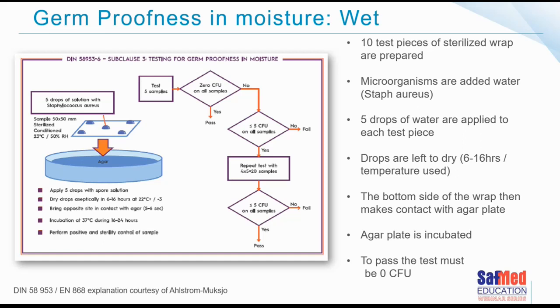After that, the bottom of the wrap makes contact with the agar plate for 5 to 6 seconds. It is then removed and the agar plate is incubated. As you know, the agar plate contains growth medium, and now we want to see whether or not any microorganisms grow in that growth medium on that plate. What we're actually looking for is that there are no colony forming units. So we do not want to see any growth. That's what the standard requires. If there are some colony forming units, then there's a process that is to be followed depending on the defined amount.